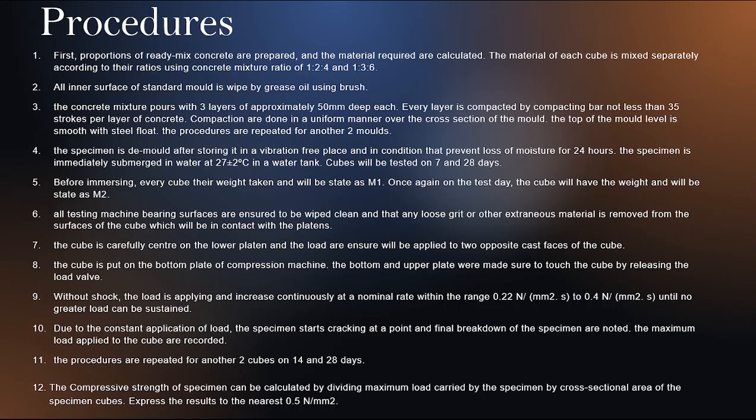All testing machine bearing surfaces are wiped clean, and any loose grit or extraneous material is removed from the surface of the cube that will be in contact with the platen of the machine. The cube is carefully centered on the lower platen, and the load is ensured to be applied to both opposite cast faces of the cube. The cube is put on the bottom plate of the compression machine, and the bottom and upper plates are made to touch the cube by releasing the load valve.